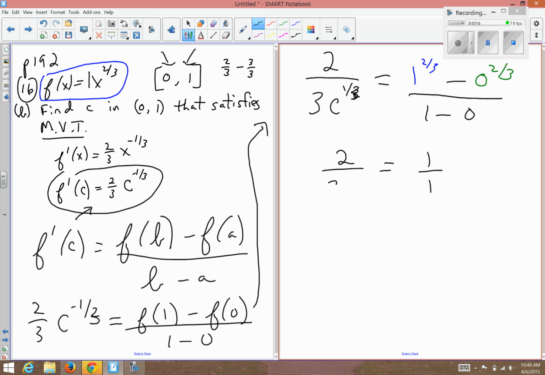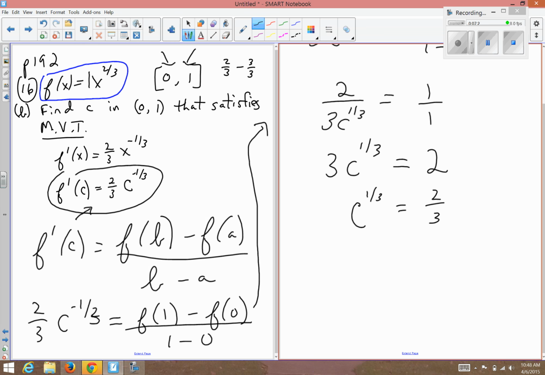because now we're going to cross multiply. We're going to say this denominator times 1 equals this numerator times 1. Divide both sides by 3. And now we have, I'm going to rewrite this, C to the 1/3 equals 2/3, because I want to tell you what we do now is raise both sides to the 3rd power.